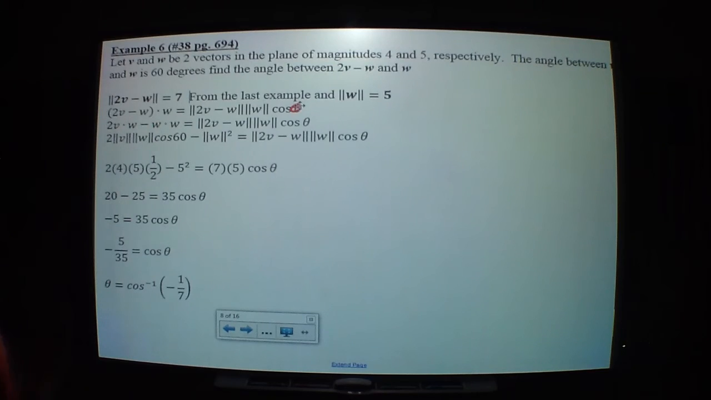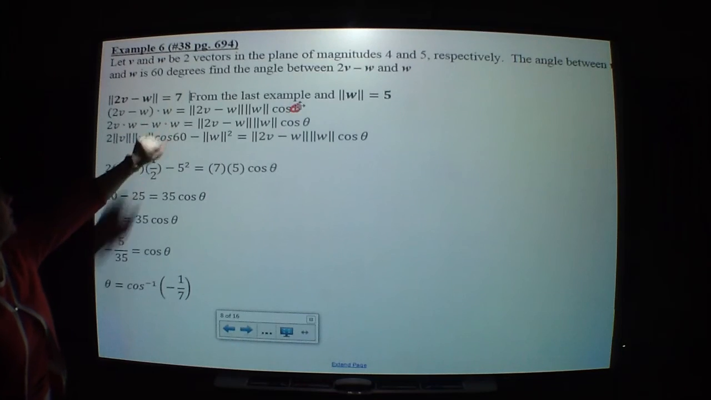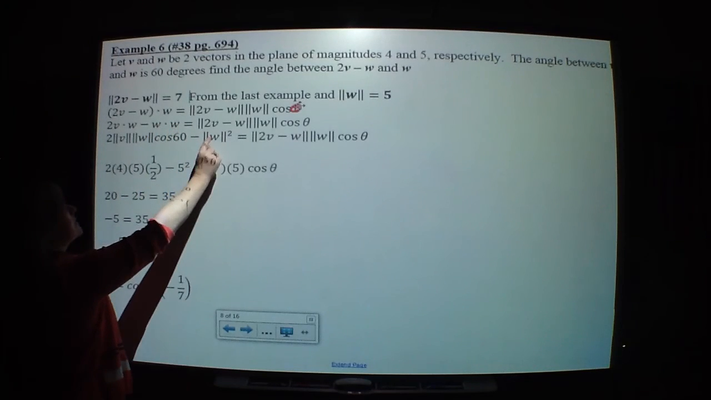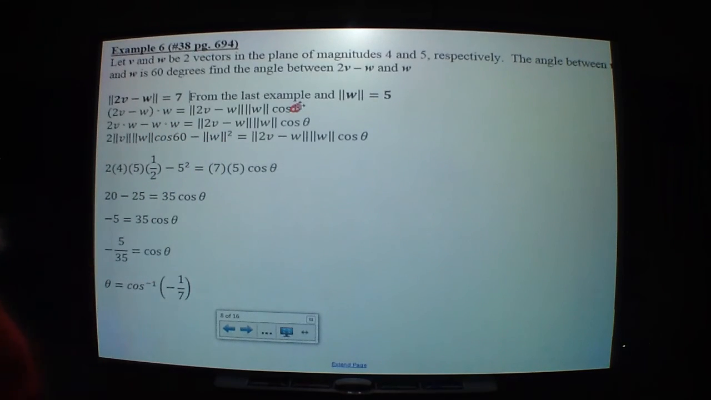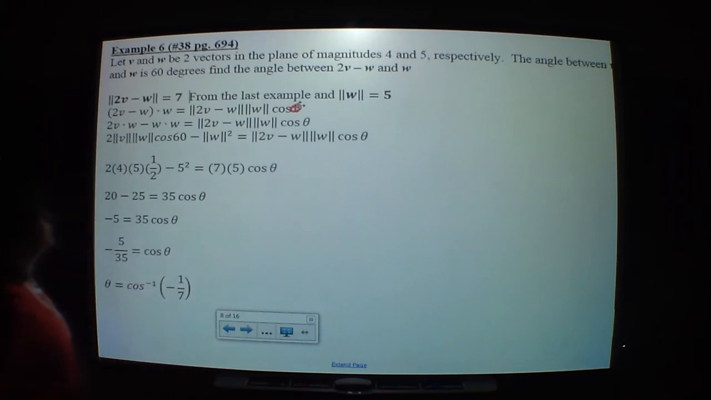Dot products here. I have 2V dot product W minus W dot product W. This dot product is defined as the magnitude of one times the magnitude of the other times the cosine of the angle between those two, and that was 60. Minus, that's the magnitude squared. And then these I just left the same.